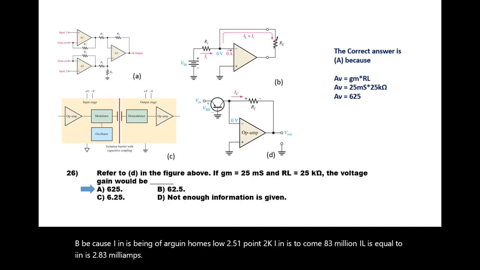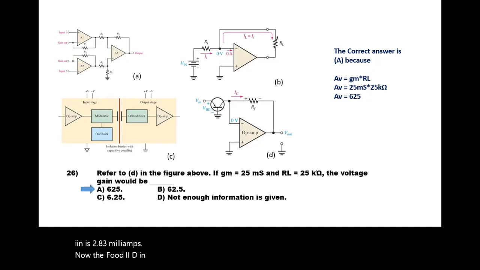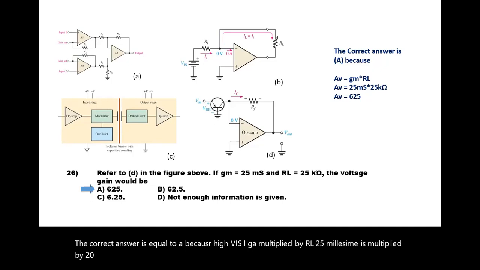Now I refer to D in the figures above. If GM is equal to 25 millisiemens, RL 25 kilo ohm, what would be the voltage gain? The correct answer is equal to A, because AV is GM multiplied by RL, 25 millisiemens multiplied by 25K, that gives you 625.